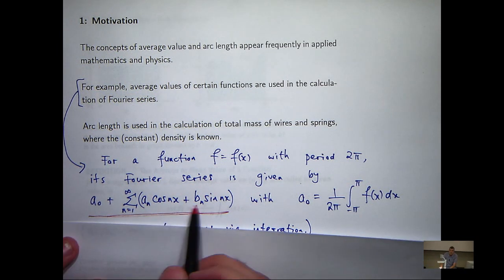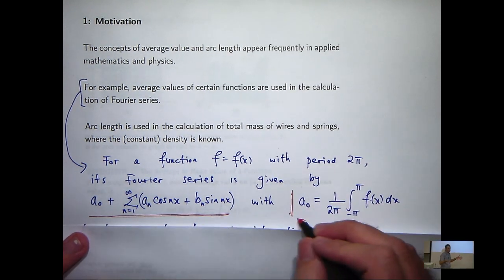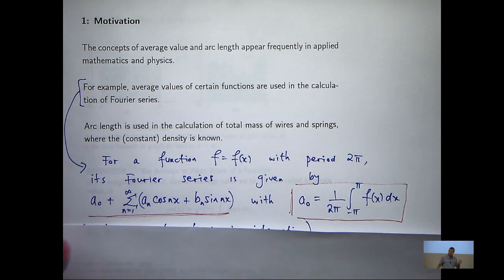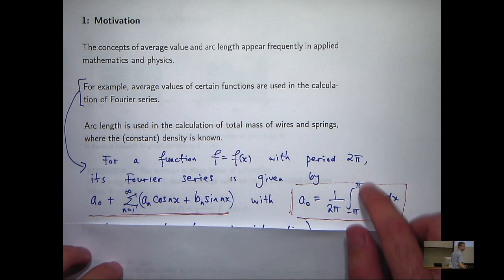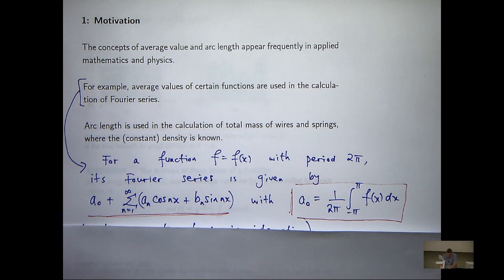Now, here, these A0, An and Bn are just coefficients that you can actually calculate via integration. Now, the constant A0 that I've boxed up is actually known. You can see on the right-hand side, I'm basically taking the function, integrating it, and dividing by the length of the interval. This is known as the average value of the function over the interval minus pi to pi.